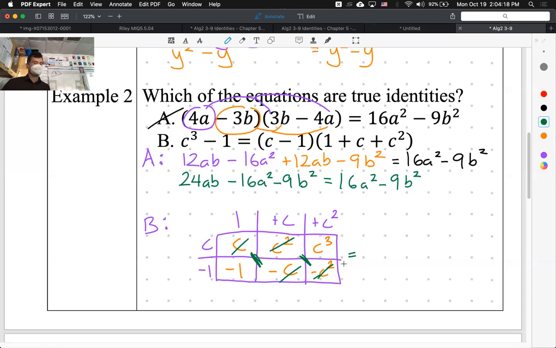Jenny? -1 and C to the power of 3. So that's what happens when we multiply out the right-hand side. The left-hand side is also C to the power of 3 minus 1. So Jessica, what can you conclude by the fact that the left-hand side and right-hand side are exactly the same? It's an identity. Go ahead and circle B. B is an identity.